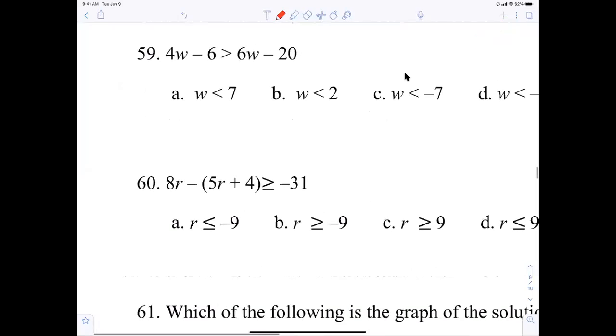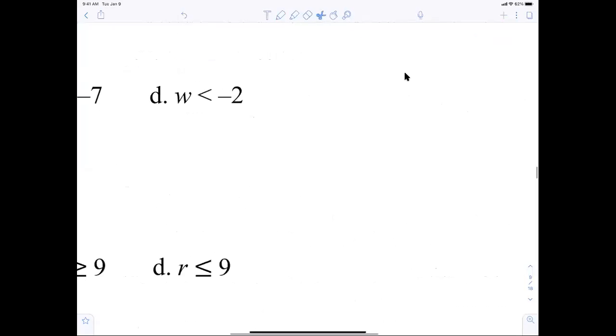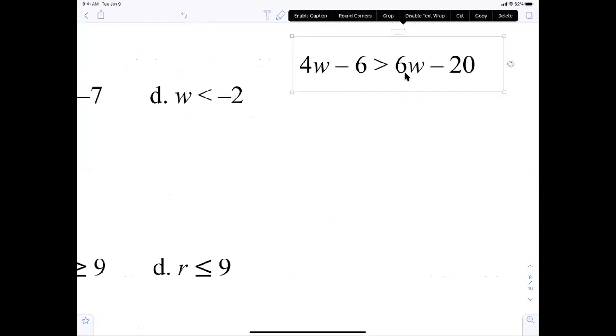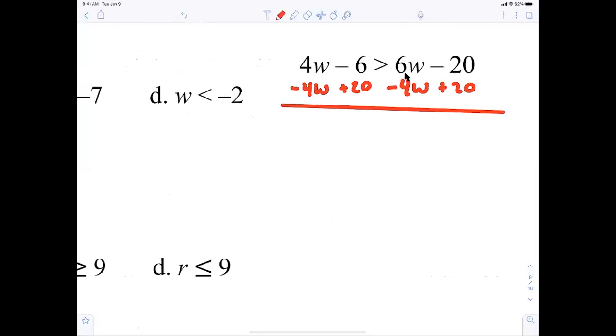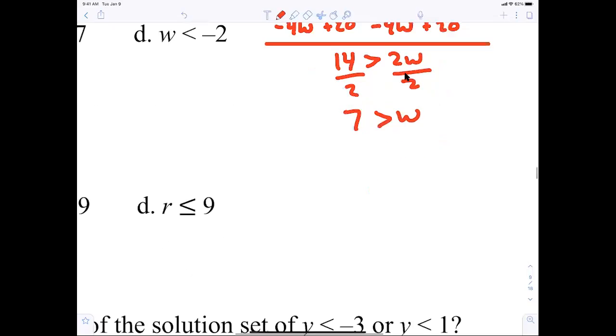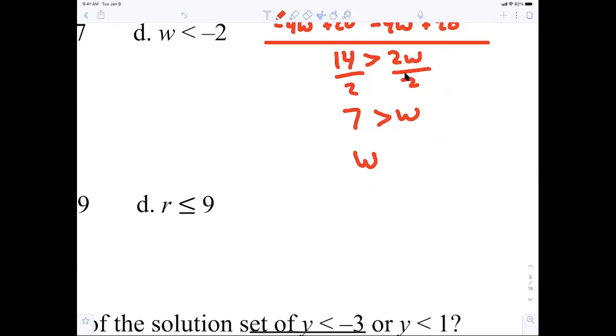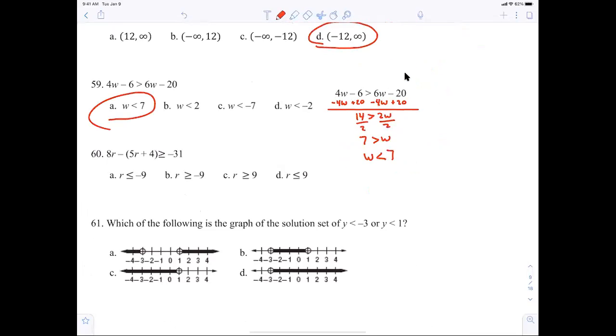Okay, 59. Now what we're going to do is, I'm just going to grab it and put it someplace where I can do all the work. All right, here we go. So to me, minus 4w, because I want the w to be positive. Then I'm going to add 20. So now I have 14 is greater than 2w. Divide by 2, 7 is greater than W. And if 7 is greater than W, that means that W must be less than 7. W must be less than 7. A. Any issues with that?